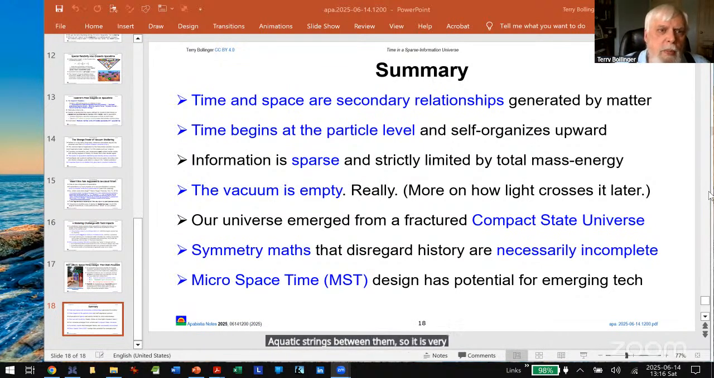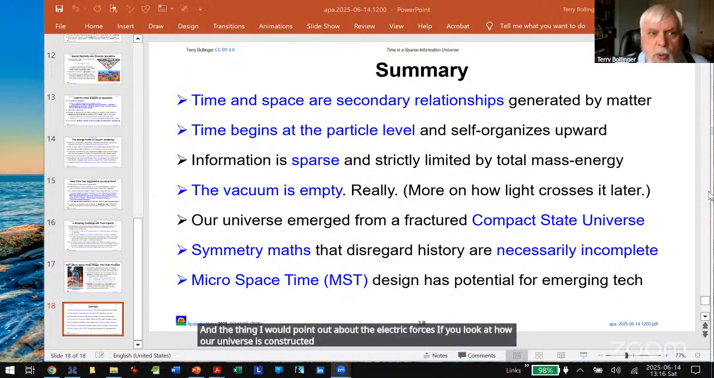And the thing I would point out about the electric force is, if you look at how our universe is constructed, we too are set up from bound pairs.